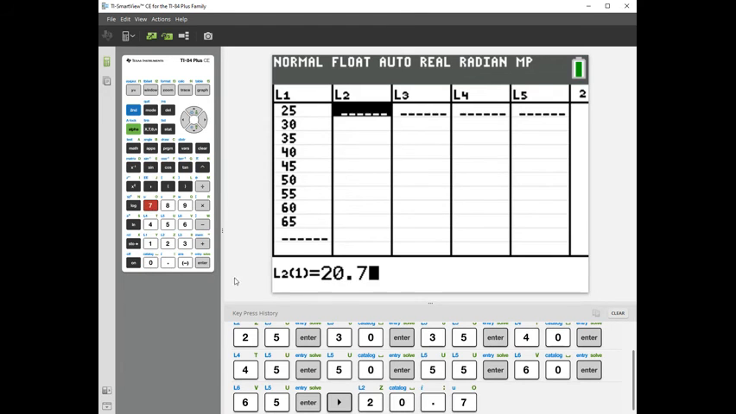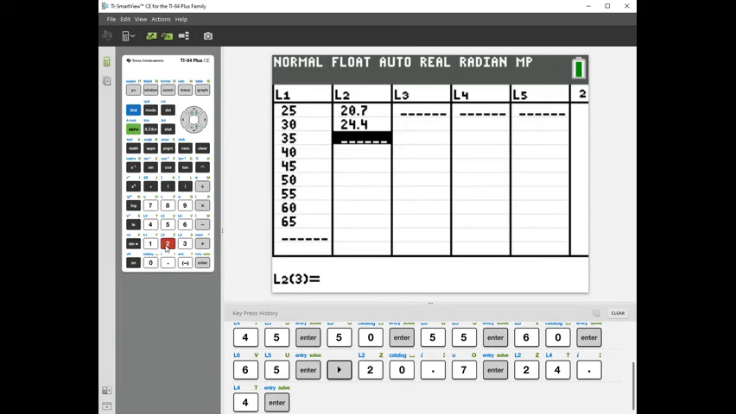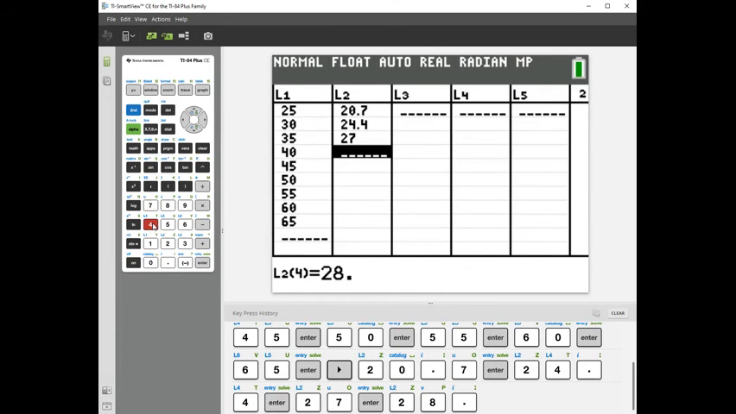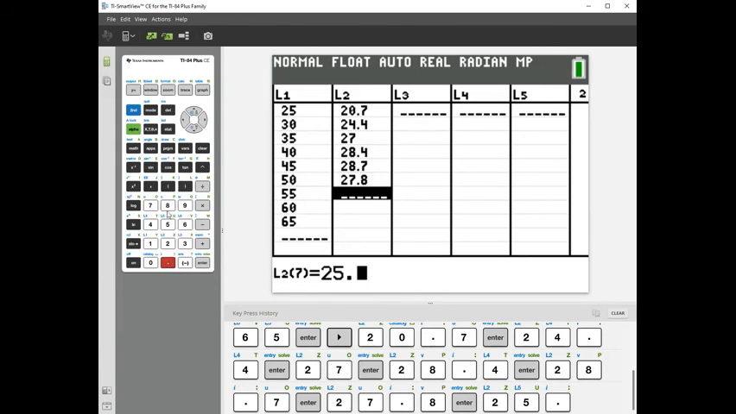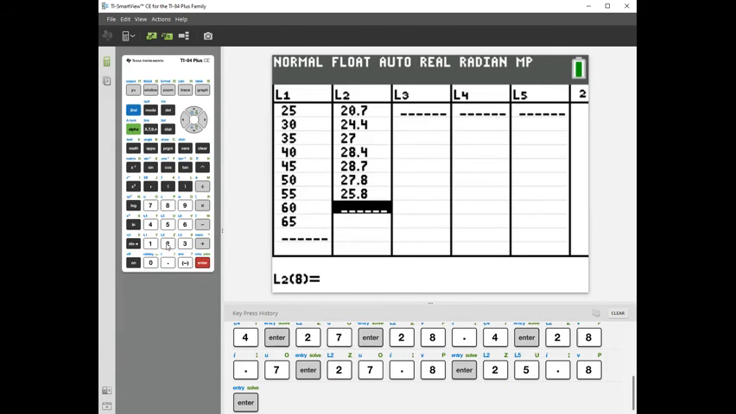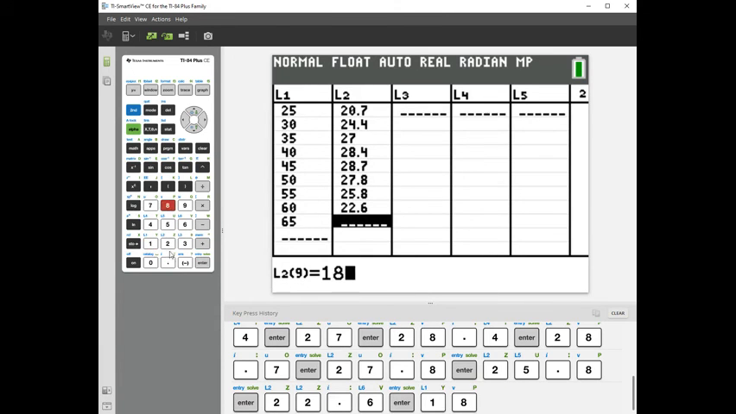20.7, be careful with your decimals here, make sure you get the decimals in there too. 24.4, 27, 28.4, 28.7, 27.8, 25.8, 22.6, and 18.3 is the last one.